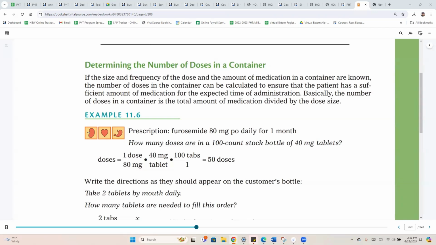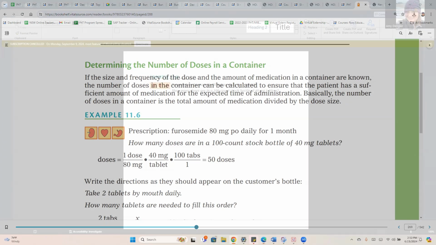Determining the number of doses in a container. If the size and frequency of the dose and the amount of medication in a container are known, the number of doses in the container can be calculated to ensure that the patient has a sufficient amount of medication for the expected time of administration. Basically, the number of doses in a container is the total amount of medication divided by the dose size. So let's look into example 11.6 to see what that means.